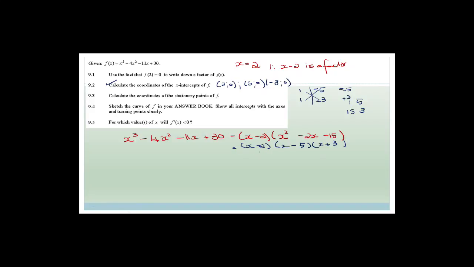Because if we let that equal to 0, then x would have to equal 2. If we let this equal to 0, x has to equal 5. And if we let this whole thing equal to 0, x has to equal minus 3. So therefore the coordinates are (2, 0), (5, 0), and (minus 3, 0). Okay, awesome. Now it says calculate the coordinates of the stationary points.